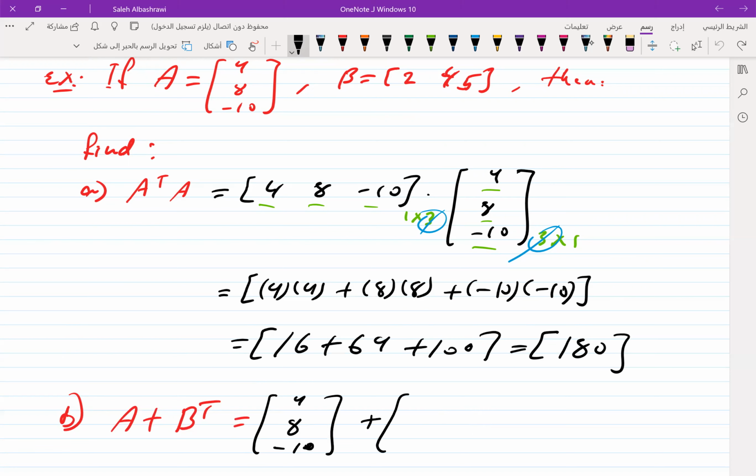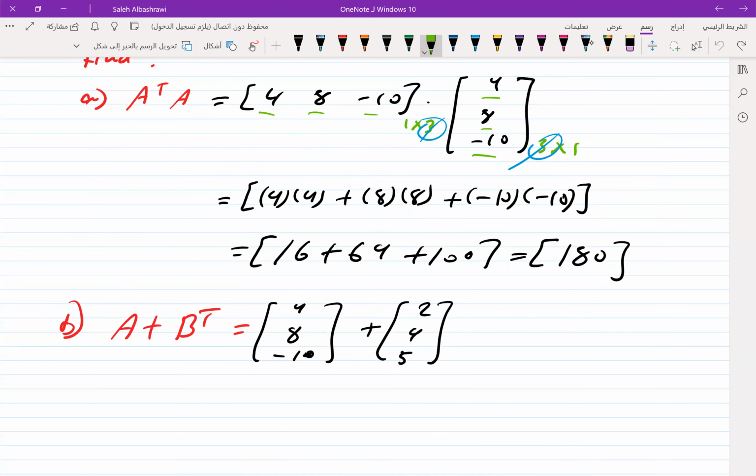Plus B, which is a row, so the transpose will be a column: 2, 4, and 5. You can see both of them are 3 rows by 1 column, 3 by 1. So they have the same size and we can add them. It will be 4 plus 2 is 6, 12, and minus 5, which is 3 by 1.